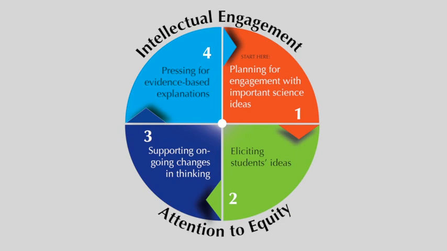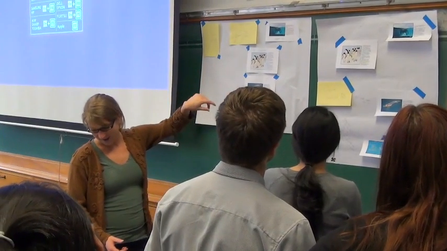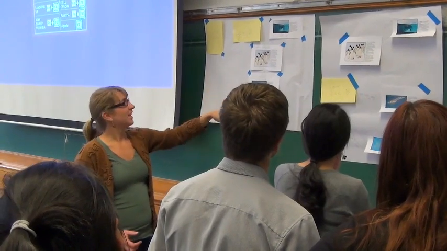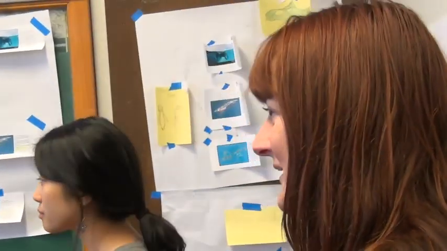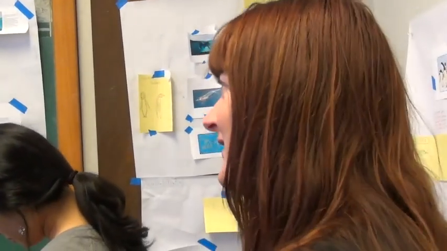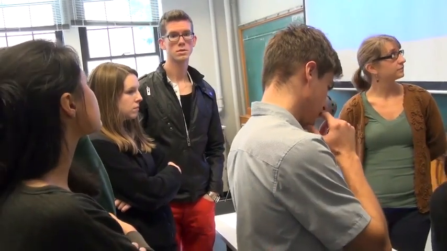Here we show an important transition practice between eliciting students' ideas and supporting ongoing changes in thinking. In this video, we show how a whole class of high school students can debrief their initial models with the help of the teacher. By debriefing, we mean to make students' thinking public. But simply making it public is not enough to help students take advantage of the ideas of their peers.